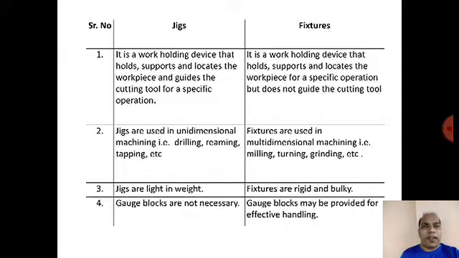Now you can understand why fixtures are rigid and bulky, but the main condition is that gauge blocks are not necessary in a jig. Why? Because the arrangement of the jig is made in such a way that it will resist and sufficiently adhere to the component. Also it will absorb the vibrations created there, whereas in the fixture there is a chance that it may slip from its original position. Hence every time, in order to make a setting, gauge blocks are provided. Okay, we will move forward.